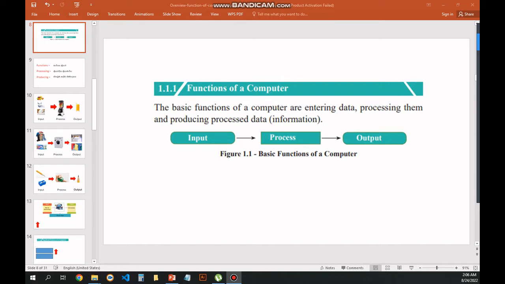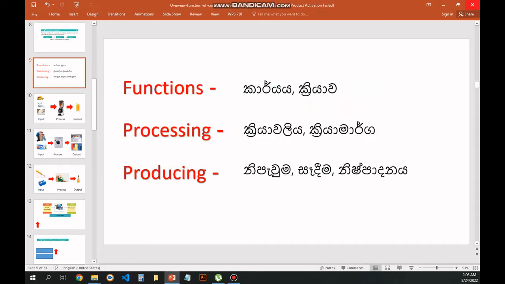Functions of a computer. Here again, there's a word called function. Let's try to learn the meaning of the word function. Here it's telling functions of a computer. That means how the computer is going to work, the very basic way. In Sinhala, function means karya or kriyava.